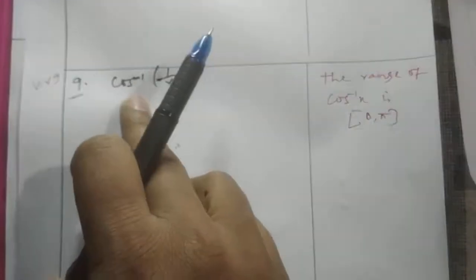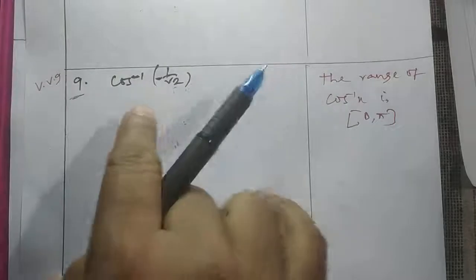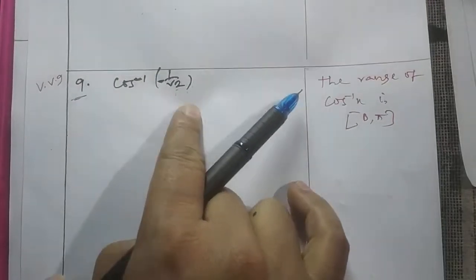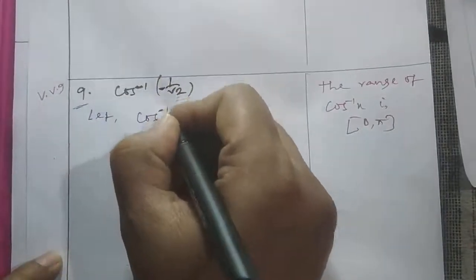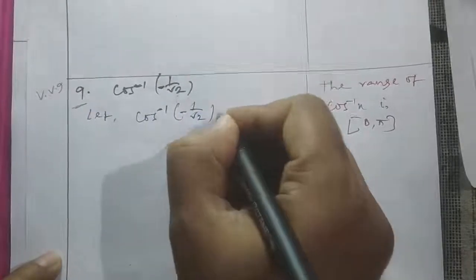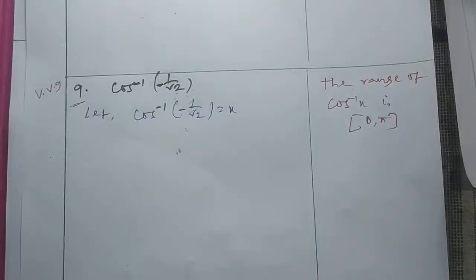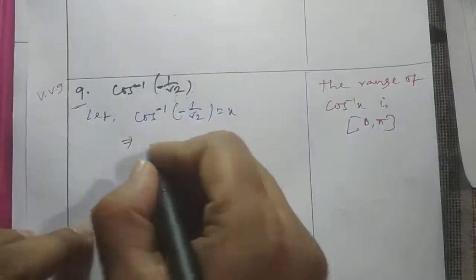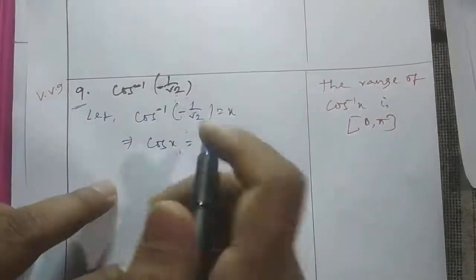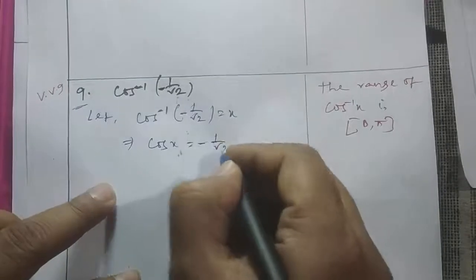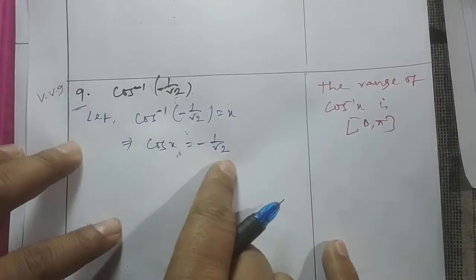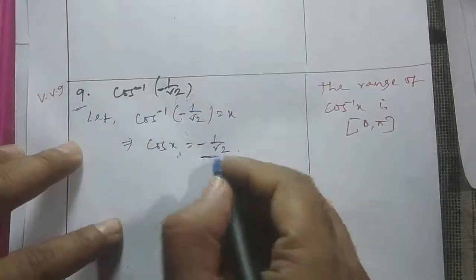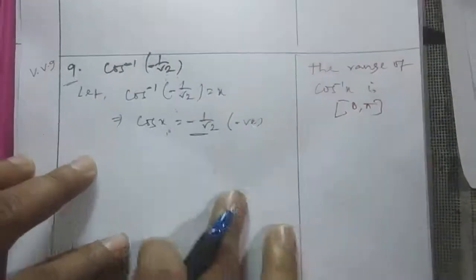Here in the similar manner, you have to find out the PV for the ITF cos inverse minus 1 by root 2. Correct? So let us proceed in the similar way. Let cos inverse minus 1 by root 2 be x. From here, we can say similarly that cos x will be equal to minus 1 by root 2. So ultimately, we have got cos x equal to minus 1 by root 2. It is clearly negative because minus is happening here.